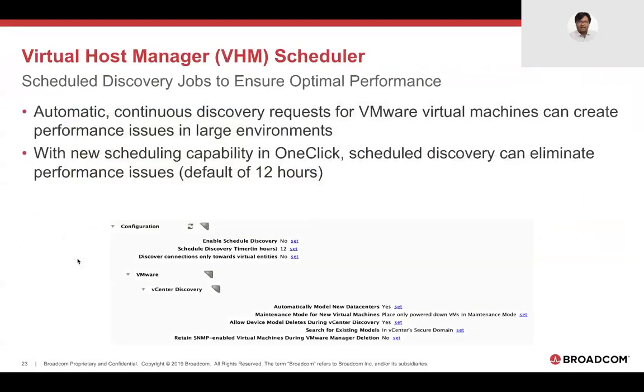Okay, so, switching gears again. This is in line with the other enhancements that we did to ensure optimal performance, the ones I talked about in the wireless controller manager. This is in the context of VMware, where we again have scheduling capabilities within the OneClick, by which you can schedule discoveries, thereby eliminating any additional discoveries that might be running and causing performance issues, especially for larger environments. Saurabh, can we move ahead?